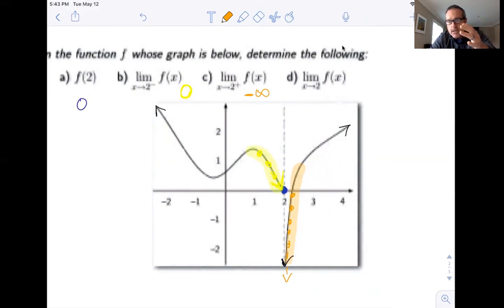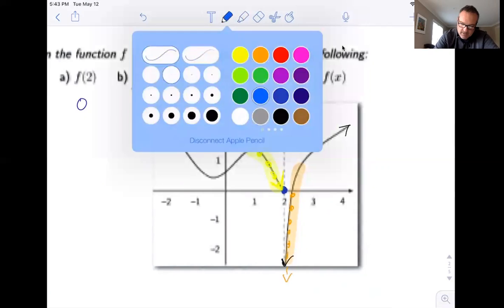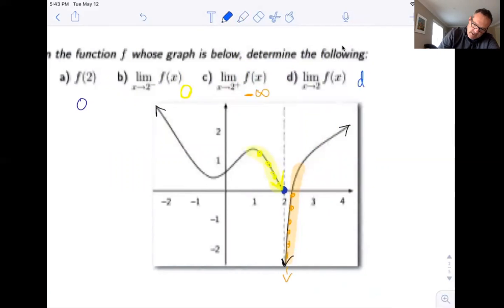And again, with D, right at 2, I'm approaching 2 different limits. From the left side, I'm hitting 0. From the right side, I'm going through the basement. Since they don't match up, again, we repeat after Lindsay Lohan, the limit does not exist.